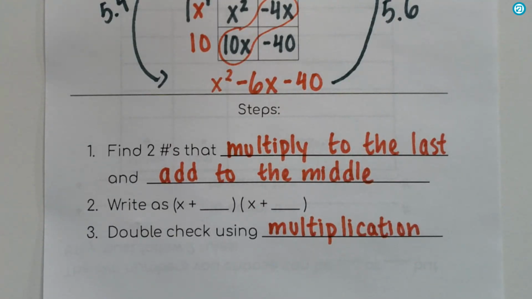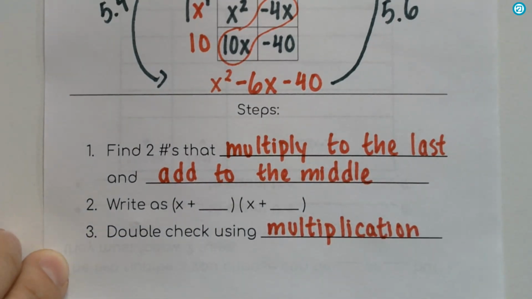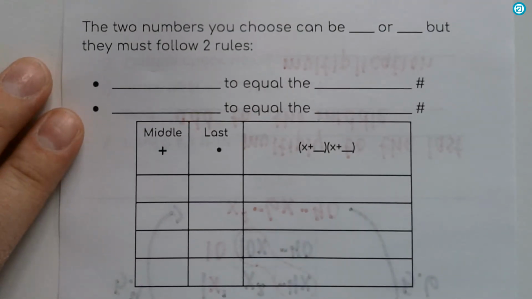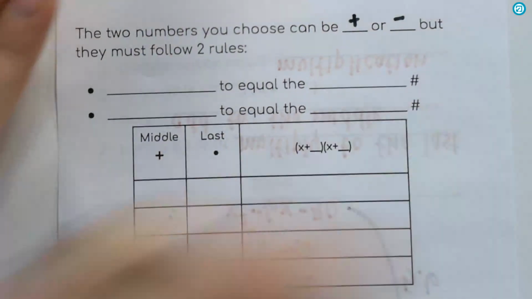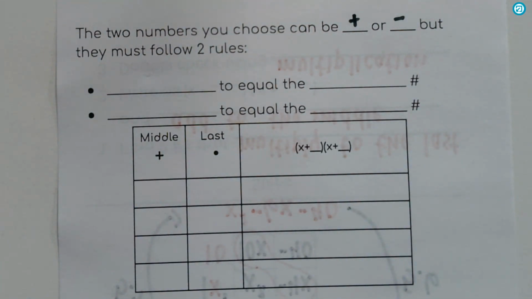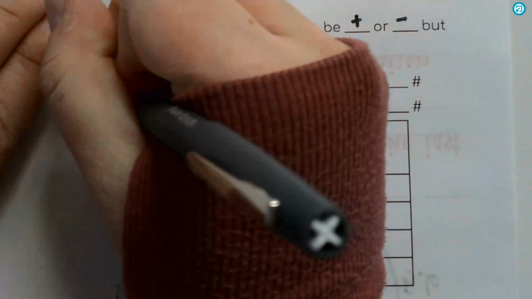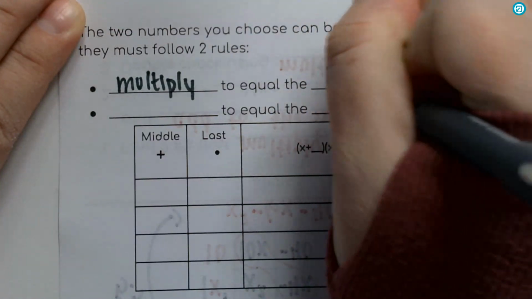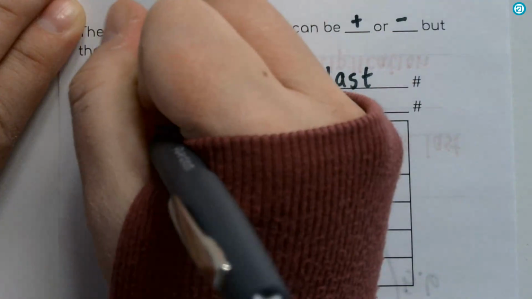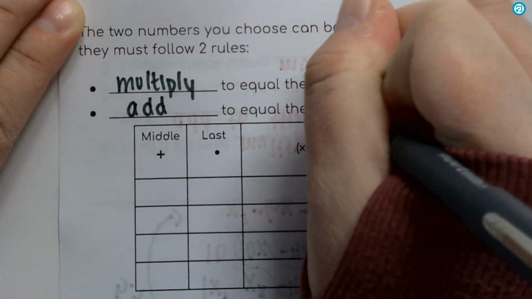Okay. We're going to go ahead and flip these over and start in on our examples. The two numbers you choose can be positive or negative. Sometimes they'll both be positive, sometimes they'll both be negative, sometimes you'll have one of each, just like when you guys were at the boards and that was happening. They still have to follow those two rules though. They have to multiply to equal the last number, and they have to add together to equal the middle number.